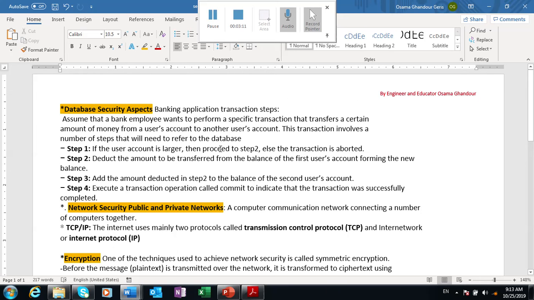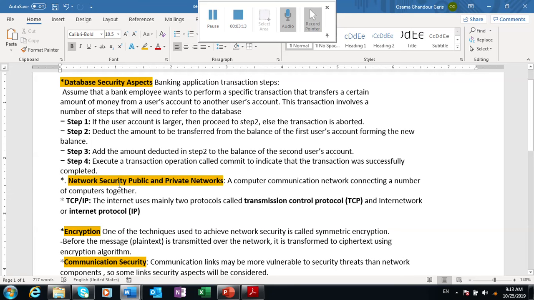That's the first thing. The second thing is network security, public and private network. Computer communication network connecting a number of computers together.